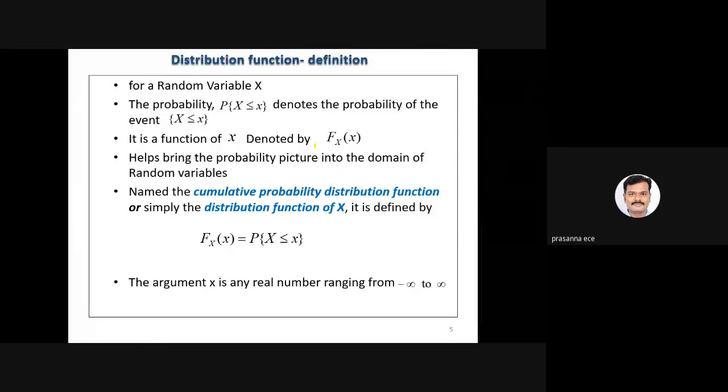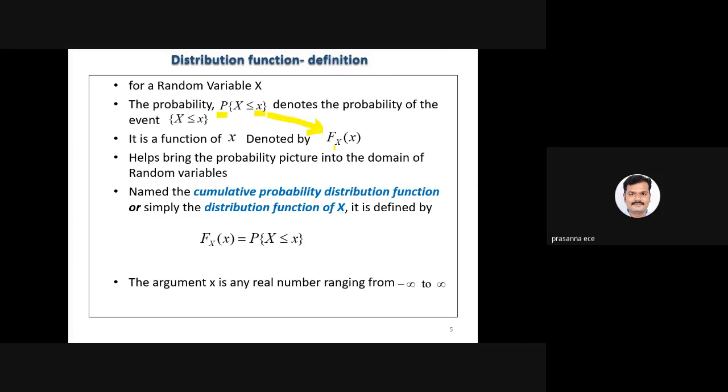So I hope you are understanding the concept that I'm trying to introduce. Just now, in the previous slide, we saw that the value of this probability depends on the location of this x. So for our convenience, we are defining a function F_X(x). We are extending our concept of individual probability to that of a continuous function F_X(x).